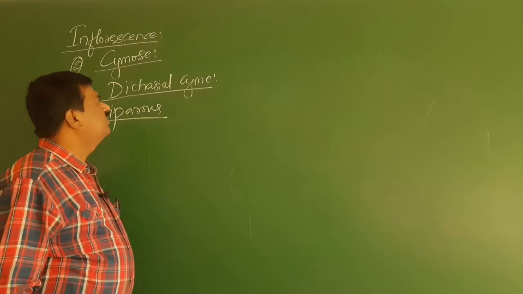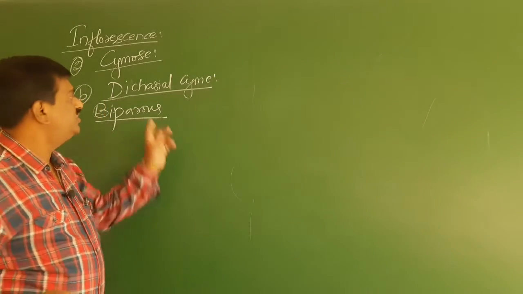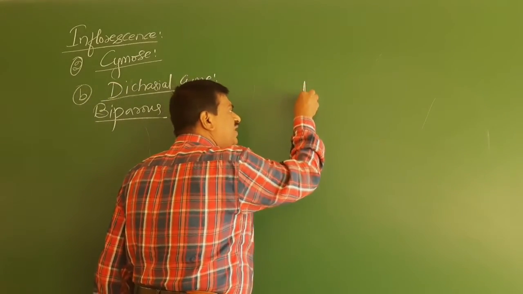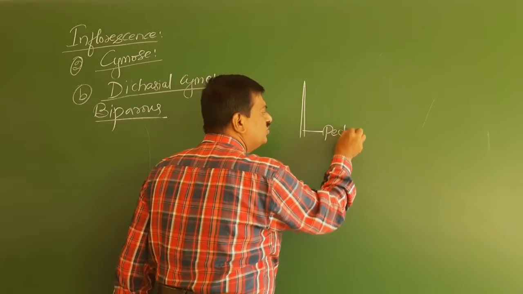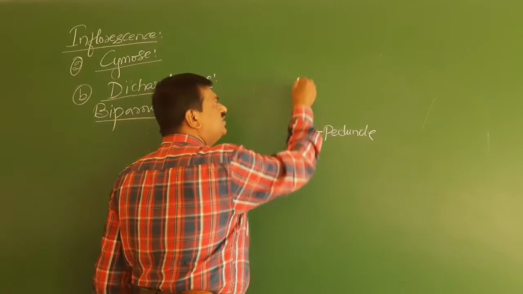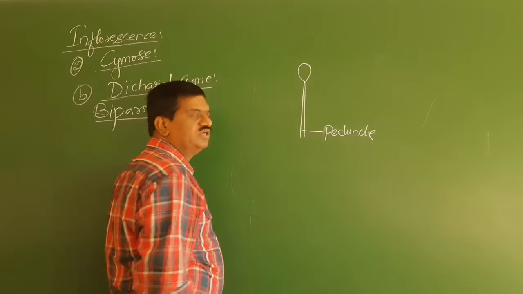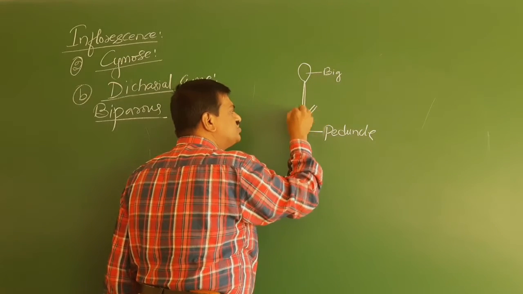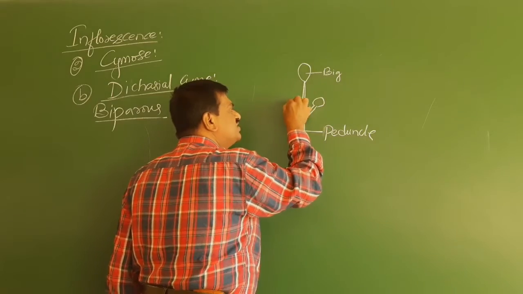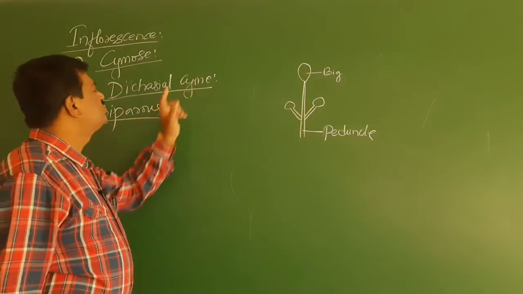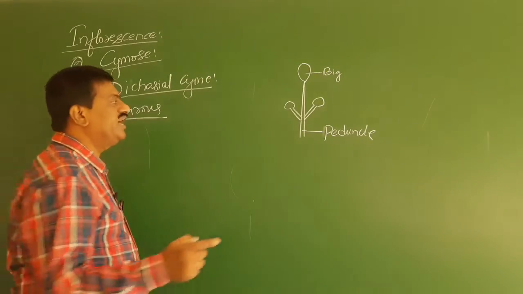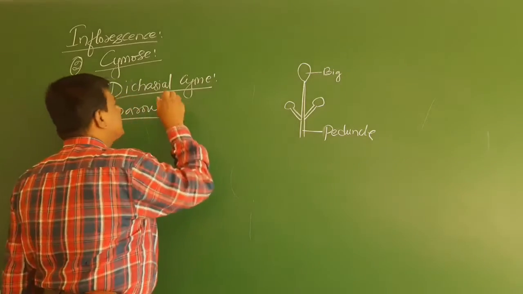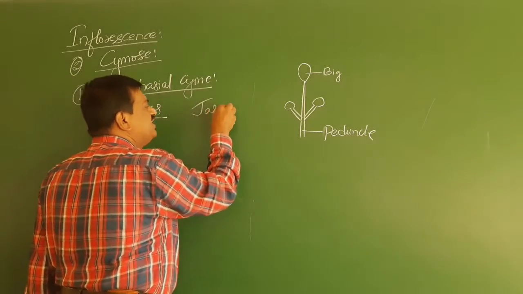So we are going for the next one called dichasial cyme. Here the word di indicates two. So on both sides there is branching. This is the stalk of an inflorescence called the peduncle. The peduncle is ending with an older, bigger flower. On both sides there is branching, and both sides have flowers, hence we use the word dichasial cyme. Jasmine is an example.